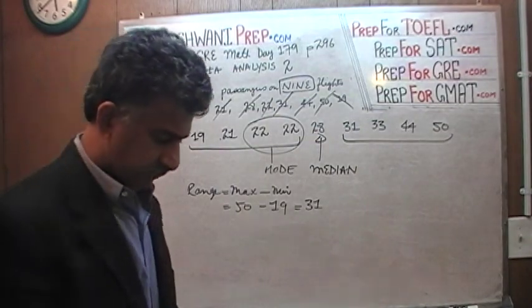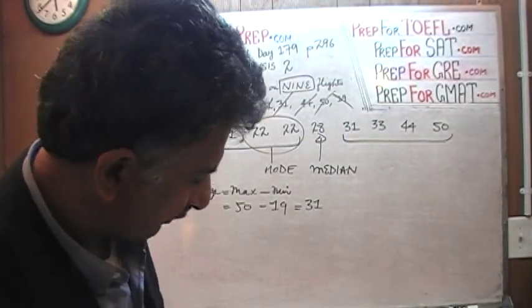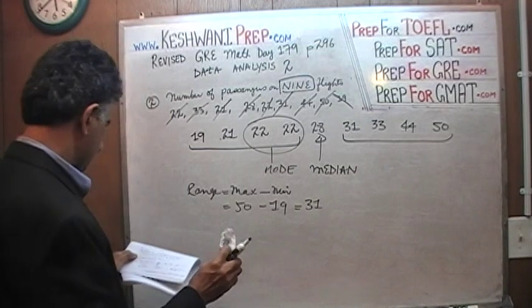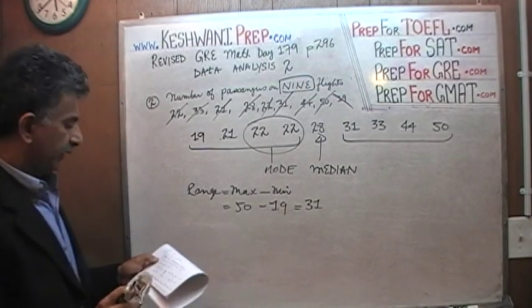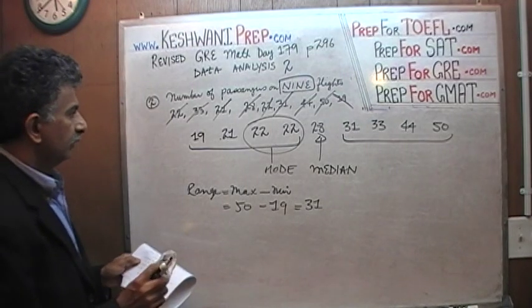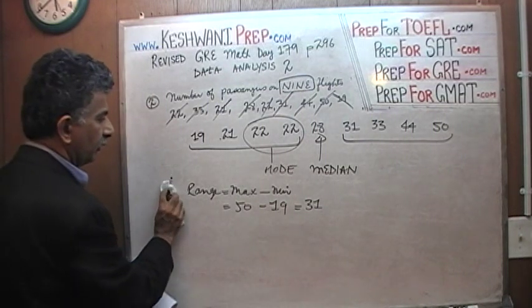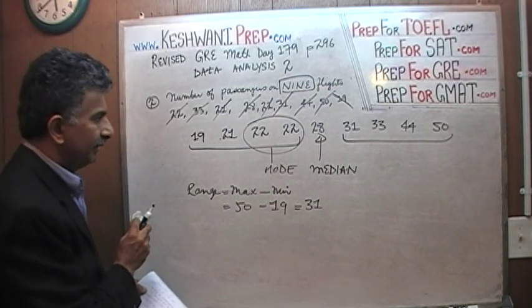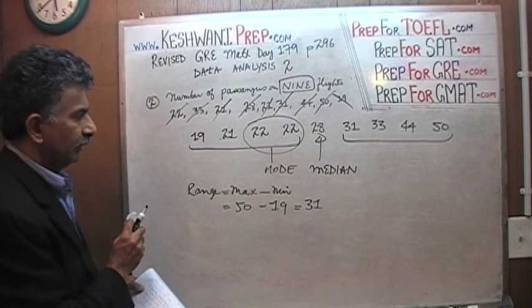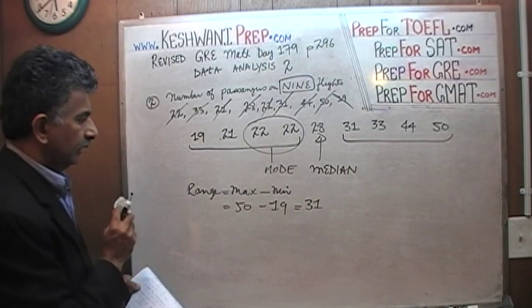The last part that we have to do is to find the interquartile range. Let's find that interquartile range. I'm going to start all over again for it because we need the room and so forth. So, we're done with the mean. Mean is 30. The mode is 22. The median is 28. The range is 31.